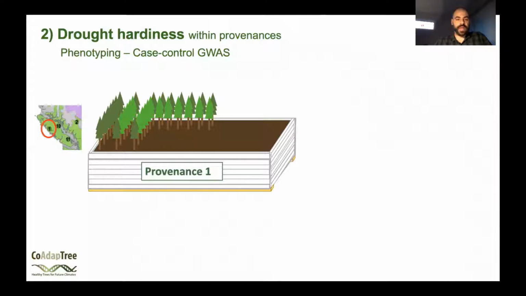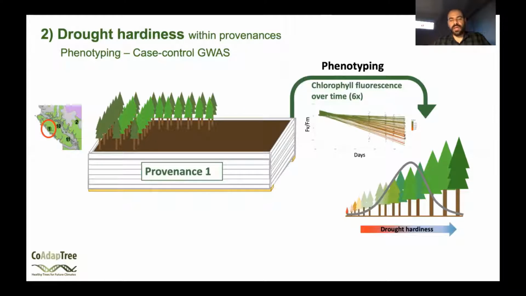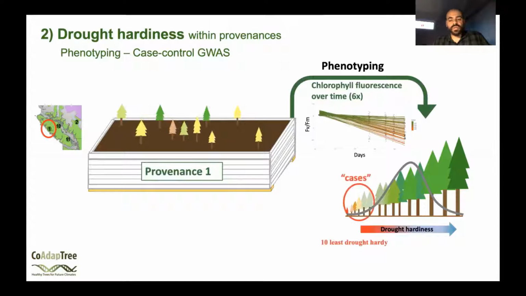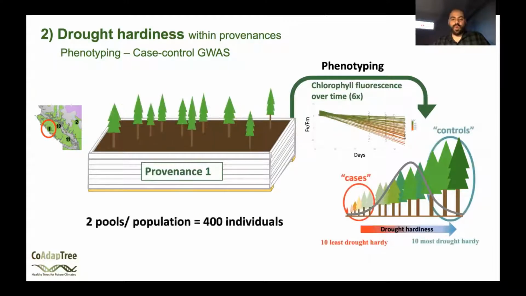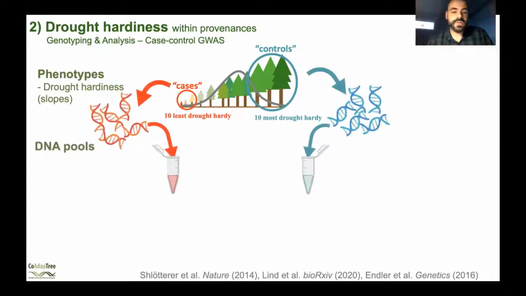And so here we have, let's say, provenance 1. This is just one example. After phenotyping six times for chlorophyll fluorescence and extracting the slopes again, I could rank those individuals and look at this variation to select cases and controls within each provenance. So cases being least hardy individuals and controls being most hardy individuals within each provenance. So with those cases and controls, we went to each group and extracted the DNA of those individuals and pooled them together in DNA pools.